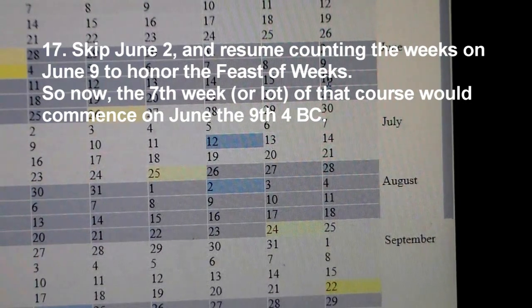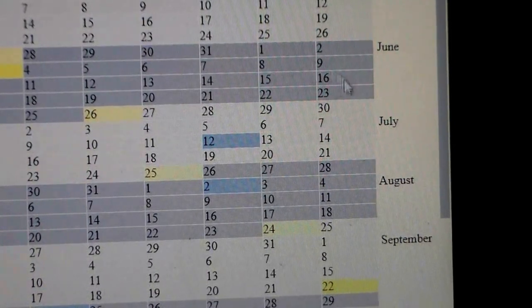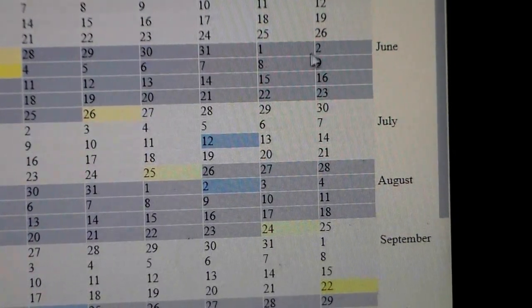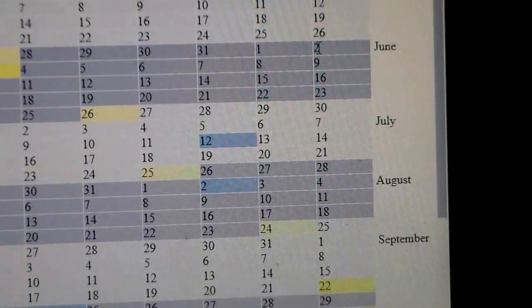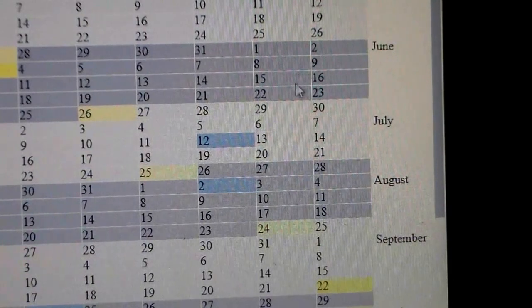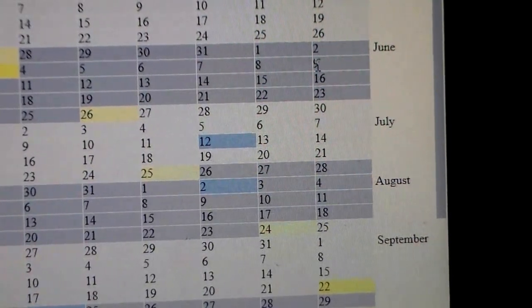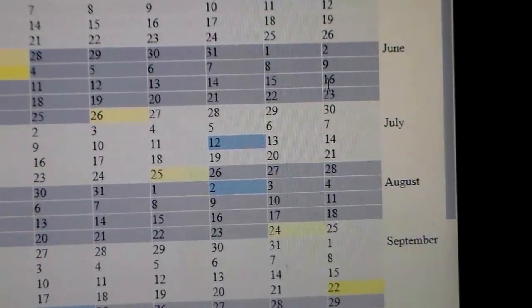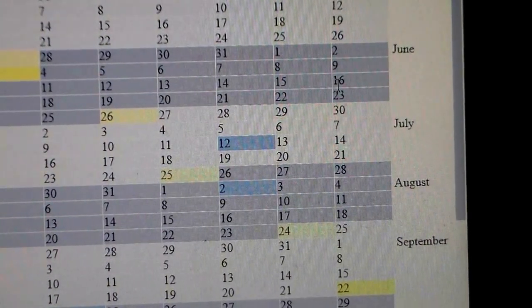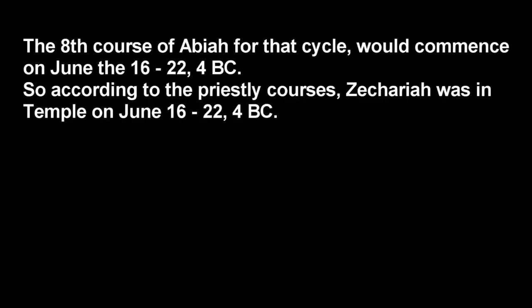The 7th would be the 6th. The 7th would be the 9th, and the 8th Abaya. So we would skip this week, we would skip that week, June 2nd through the 9th. So the 8th, the 9th, the 7th, and the 16th would be the 8th course of Abaya. So Zechariah was in the temple of God from June the 16th to the 23rd.